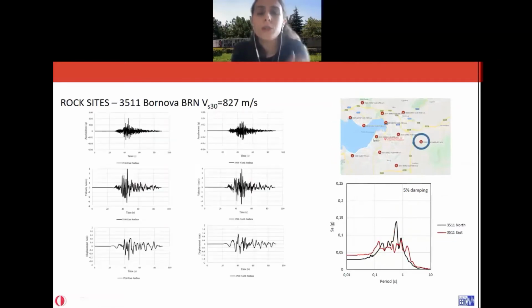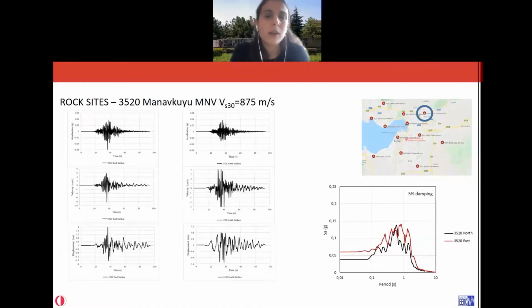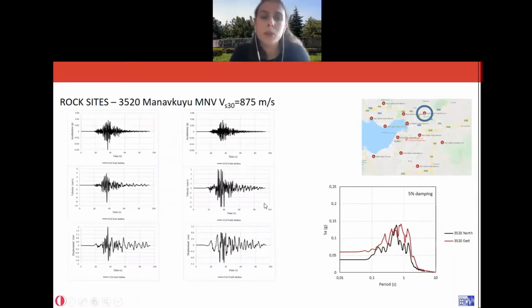And then the next station is Bornova. Now we are getting close to the region where we see the site effects mostly. Here again, we gave the response spectra for 5% damping. If you see, the surface recordings are very rich in the higher period ranges for these stations when we come closer to the İzmir Bay area, after the 0.7 to 1.5 second intervals.